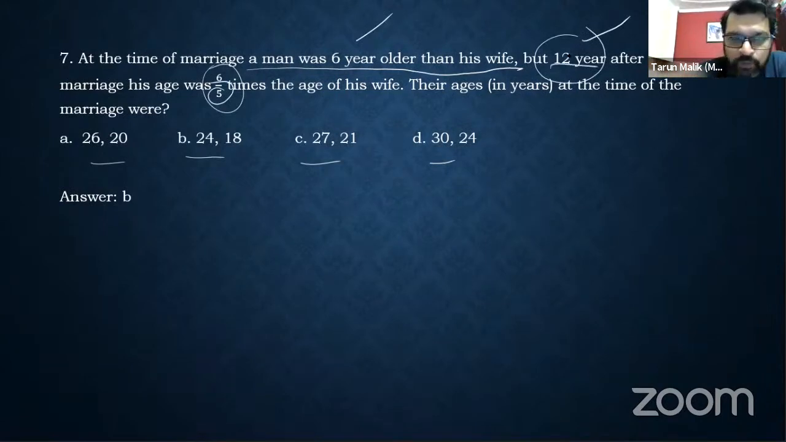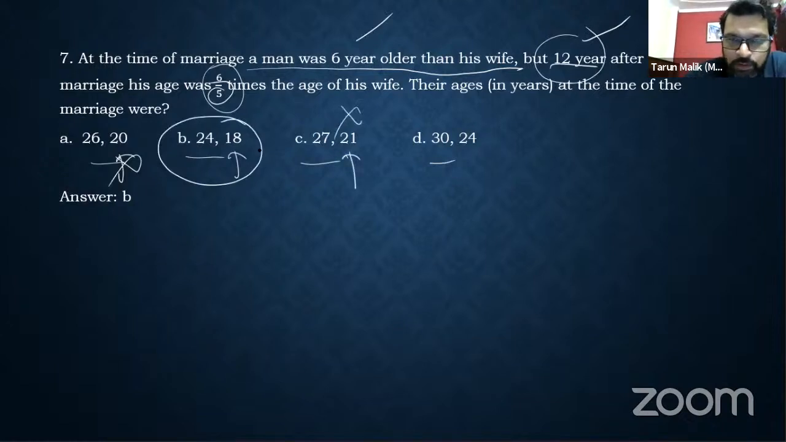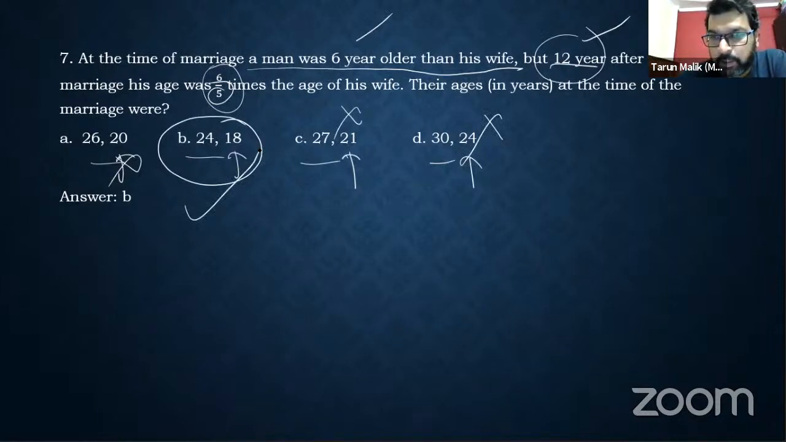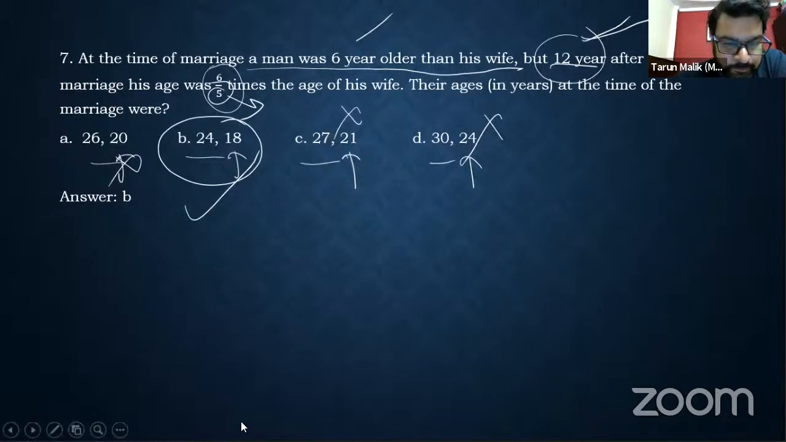So add 12 to this, it will give you 32. Option ruled out. This will give you 30. Possible. This will give you 33. Not possible. This will give you 36. Not possible. That is your answer. I just followed that after 12 years, the wife's age must be a multiple of 5, and only one option is there. Right? Clear, everyone?